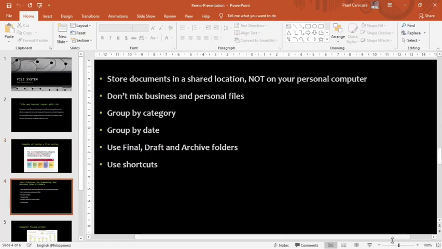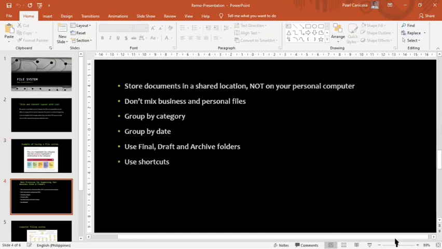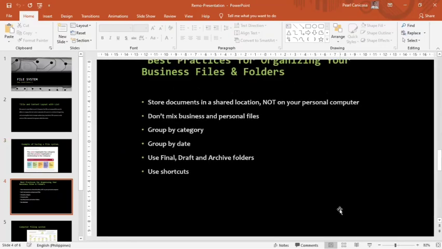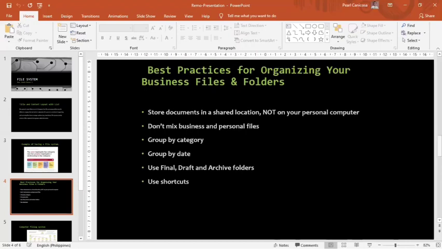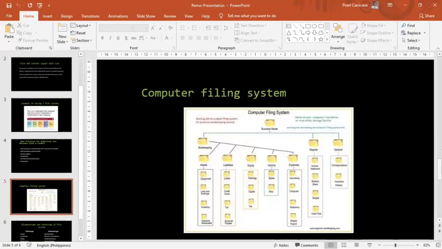Best practices for organizing your business files and folders. Bullet number 1 is store documents in a shared location, not on your personal computer. Bullet number 2, don't mix business and personal files. Bullet number 3 is group by category, group by date, use final, draft, and archives folders. And lastly, use shortcuts. Okay, next slide po.